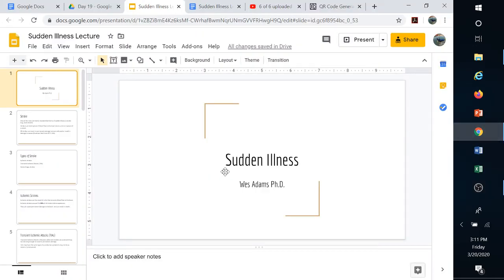Let's go over sudden illness. Now this has a lot of different categories of illnesses in it. So there's a lot that can fit in there. We've already talked about some of them.